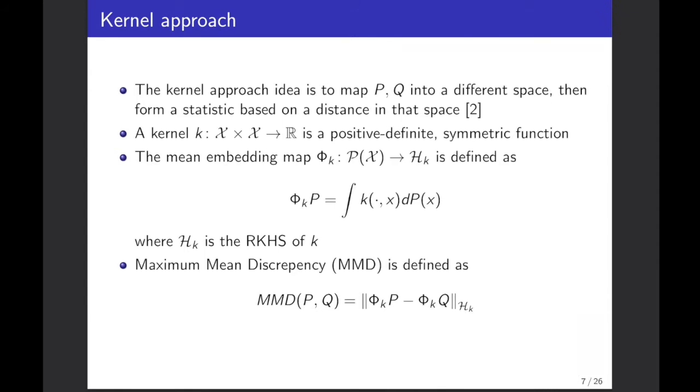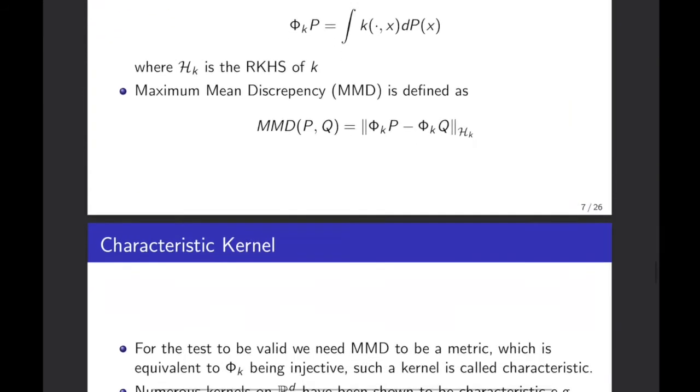A kernel, K, will have two inputs, and it's a positive definite symmetric function. The mean embedding is defined as follows. I'm missing out some very basic technical assumptions about boundedness, but these are satisfied by all kernels used in practice, really. So the mean embedding phi_K(P) is this here, and this is a member of the RKHS H_K. So the maximum mean discrepancy is the distance between these two things in the RKHS.